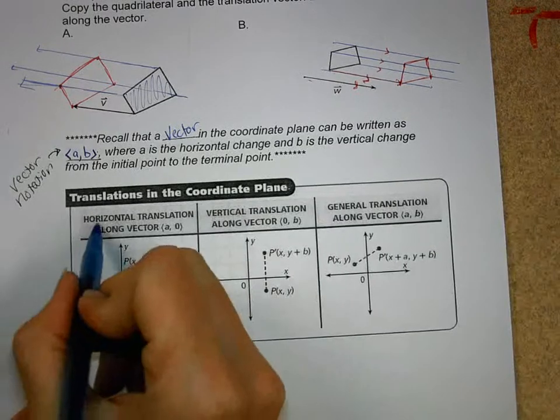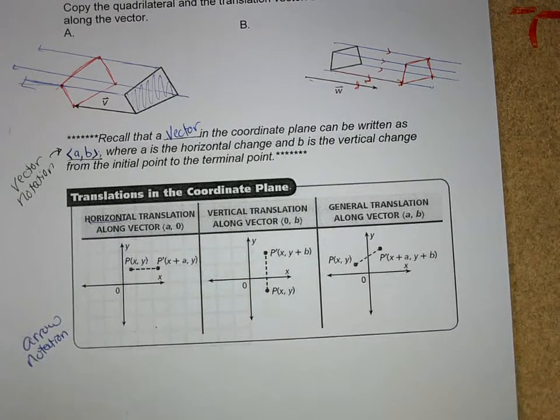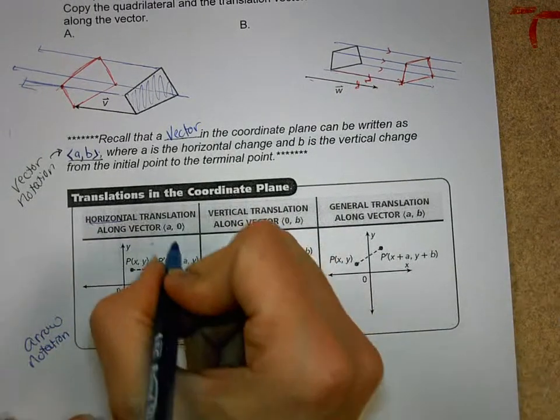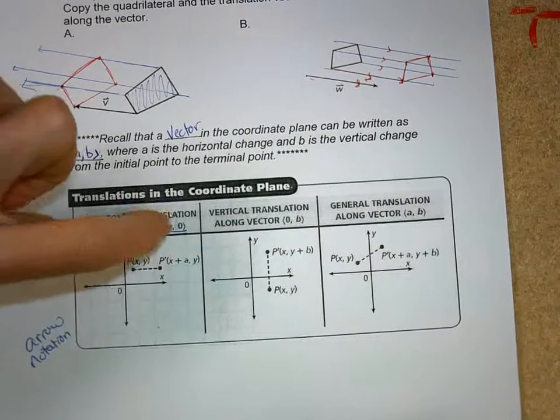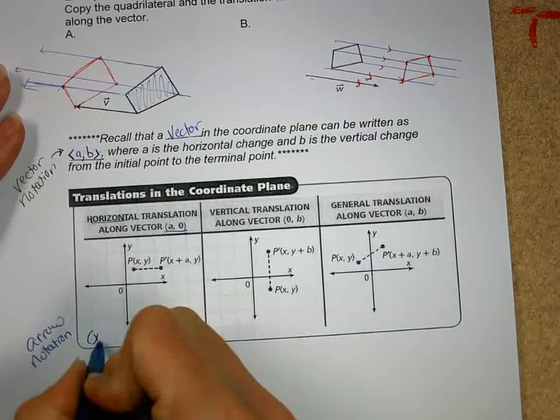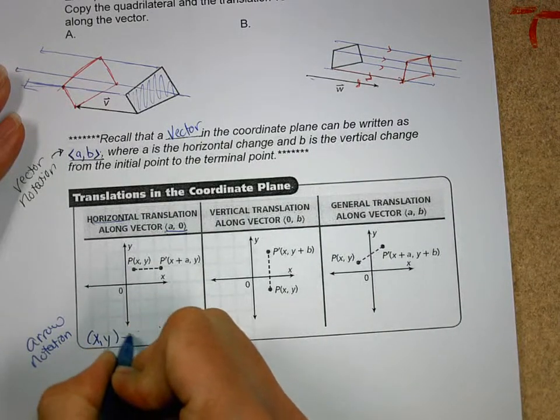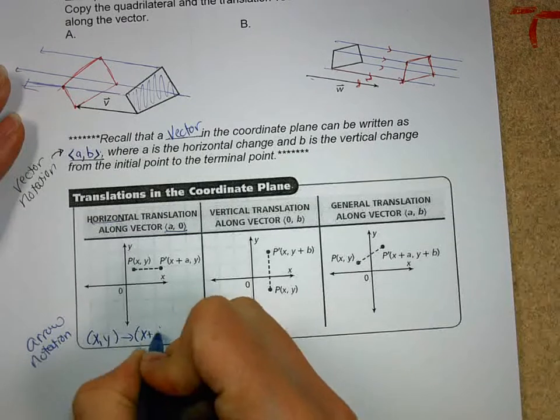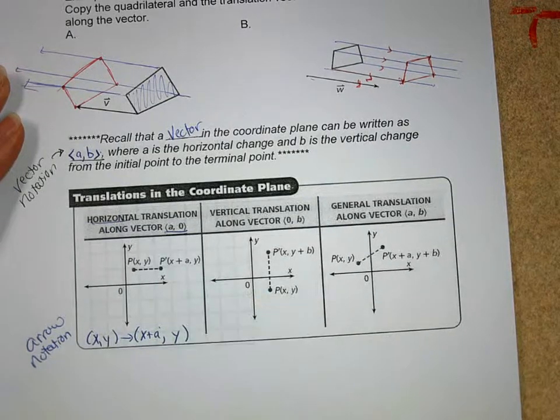The first one is if I just do a simple horizontal translation. Your vector is going to be <A, 0>. So I move a distance of A, but I don't change anything with Y. So your mapping would look something like this. If I do a horizontal change, I got (x, y) maps to (x + a, y).